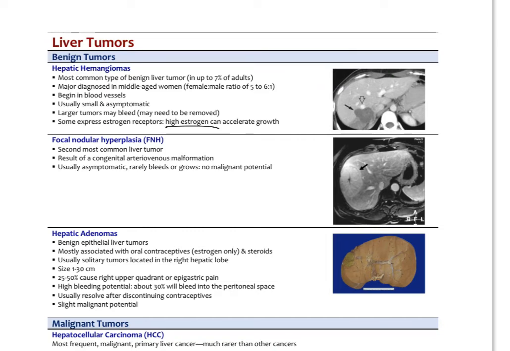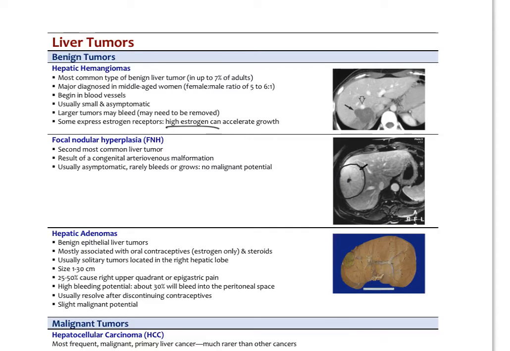Another benign liver tumor is the focal nodular hyperplasia. And so you get these really weird looking lesions on the liver with a kind of a core. This is a result of a congenital arterial venous malformation. They're usually asymptomatic. They're not malignant, but again, they can bleed in some cases, and they might need surgical correction.